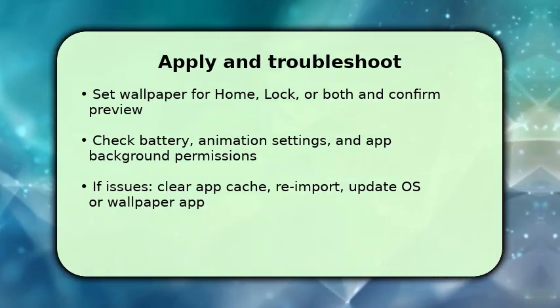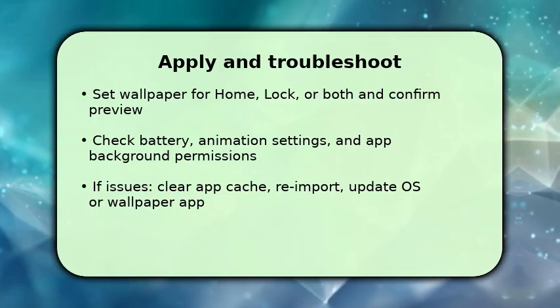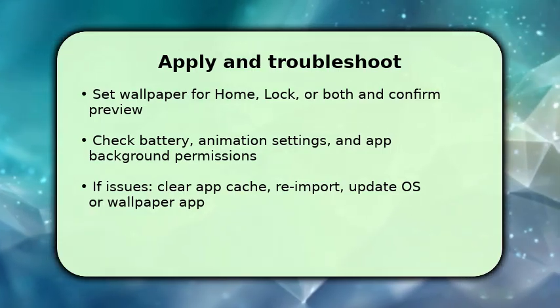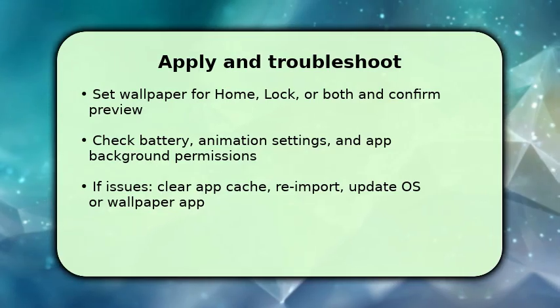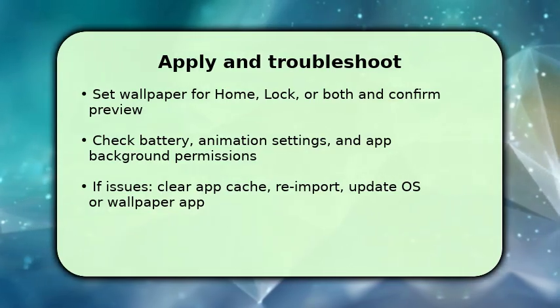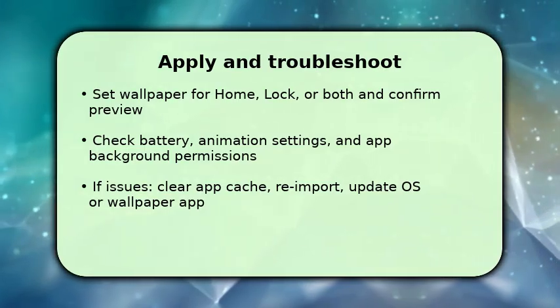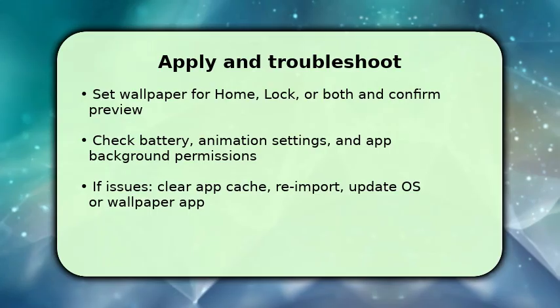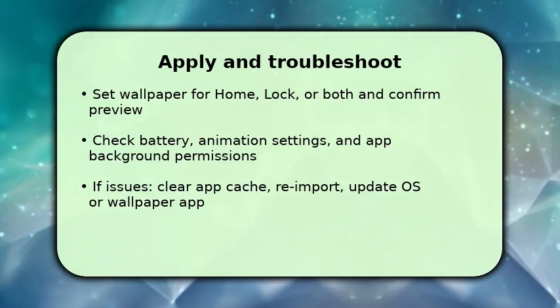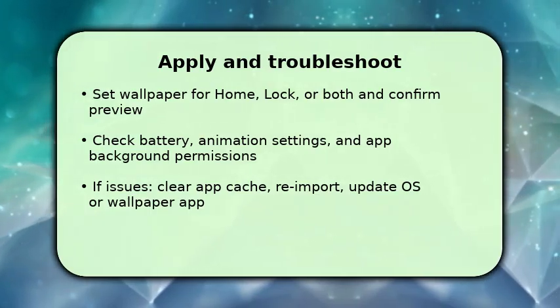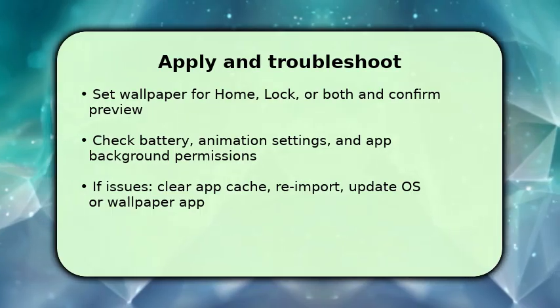Make sure battery saver is off and the wallpaper app has background permissions. These commonly stop animation. If the live wallpaper stutters or won't play, clear the app cache, re-import the source file at lower resolution, and reboot. If problems persist, update your OS and the wallpaper app. This often fixes compatibility bugs, and you should test another live file to isolate the cause.